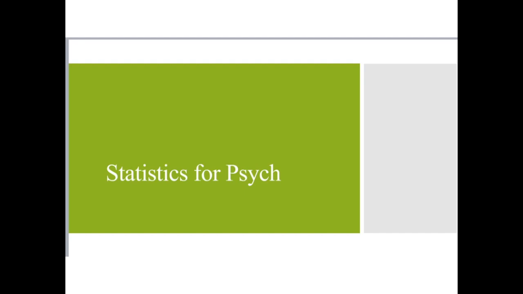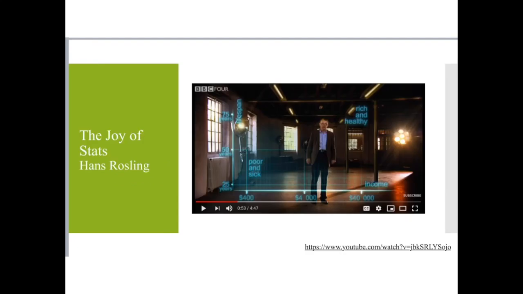So let's go ahead and start by watching this video, The Joy of Stats. The man is named Hans Rosling, and he talks about how we can use stats to understand the world, and he does so in a really visually exciting, I don't know if exciting is the right word, but relevant way. So go ahead, we're going to watch this, and then we'll come back and chat about it real quick.